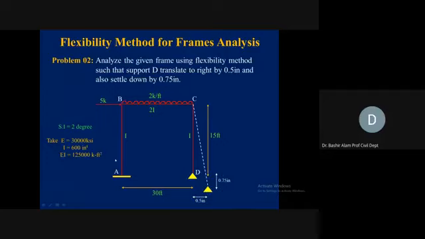Statically, the structure, as we discussed, we have 5 unknowns, 3 at support A, 2 at support D, total 5. 3 equilibrium equations are available. So 5 minus 3 is equal to 2 degrees. So statical indeterminacy, we declare 2 degrees. E is given, I is given, and we find out EI value in kip feet square unit.